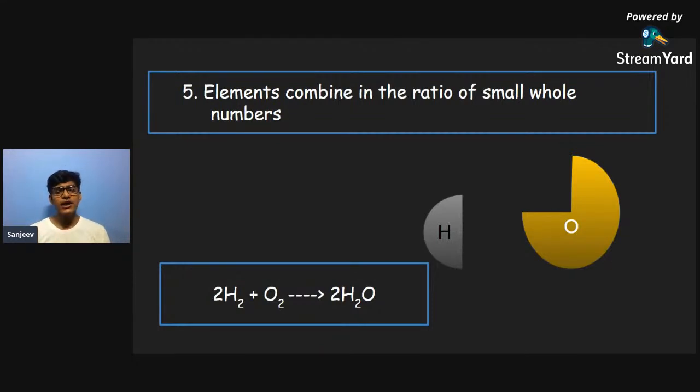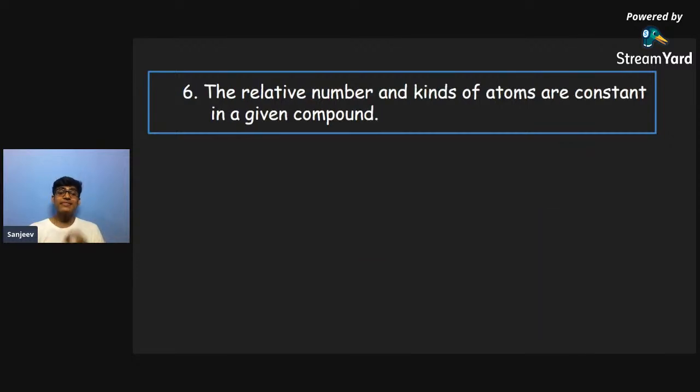Why can we not have half a hydrogen atom and 3/4 of an oxygen atom? Because atoms cannot be divided. Of course, if atoms cannot be divided, we cannot have a half ratio of them, right? So they will be combining in whole numbers. What are whole numbers? They can start from 0, 1, 2, 3, 4, 5, but they will be small comparatively. So elements will combine in the ratio of small whole numbers. This was the fifth very important point.